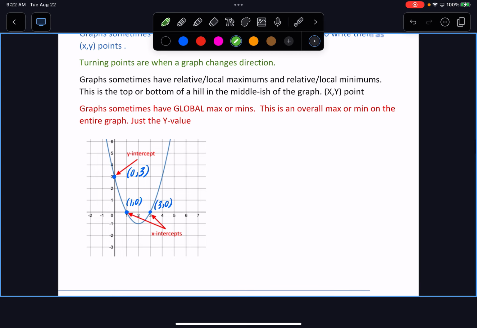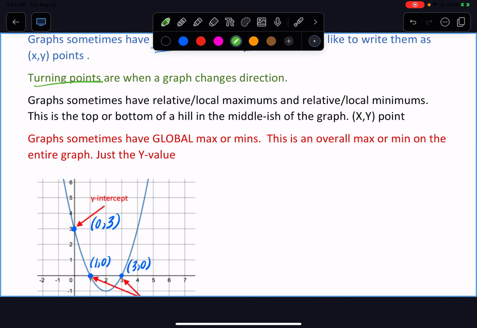The next thing they want you to talk about possibly is turning points. So they might say to you, how many turning points do you see? They might say, list the turning points. Turning points are when the graph changes direction. So changes from increasing to decreasing or decreasing to increasing.